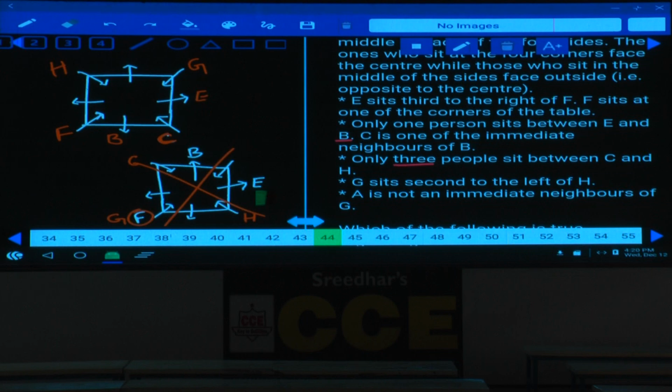G sits second to the left of H, and A is not an immediate neighbor of G. As A is not an immediate neighbor of G, A will be here. If A is here, tell me who is the person left over? A, B, C, D is the person left over. This is how these 8 persons are seated around this circular square table, 4 persons at the corners, 4 at the centers. And this is about question numbers 44 to 49.